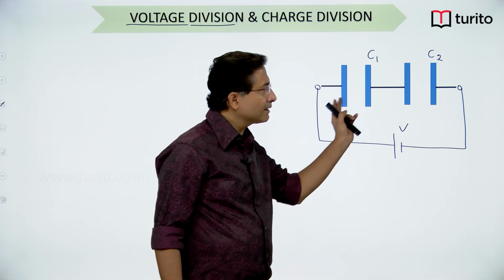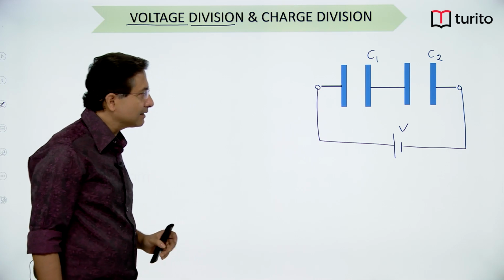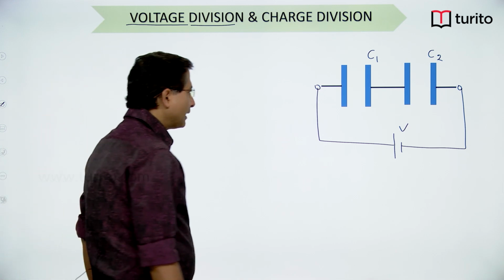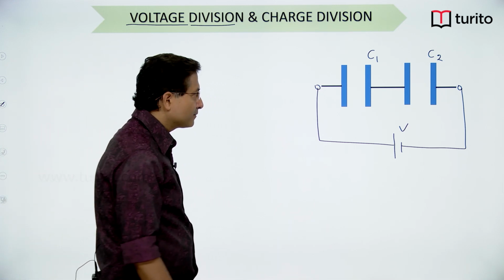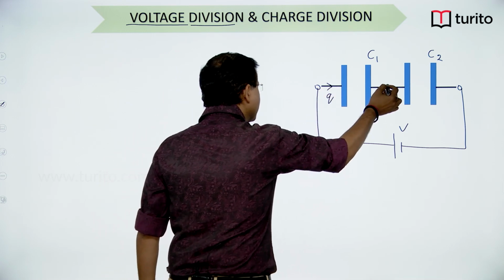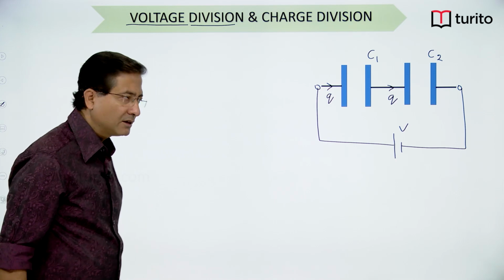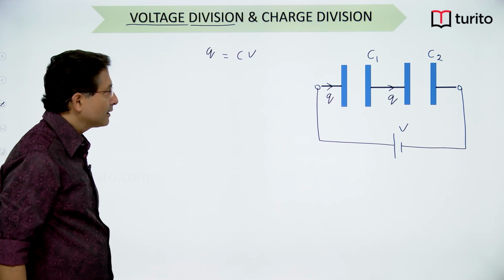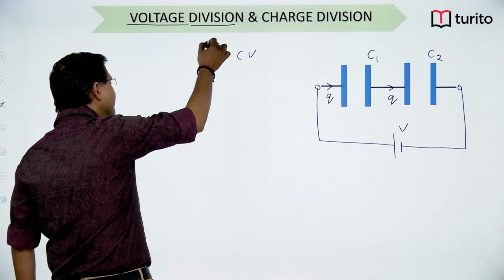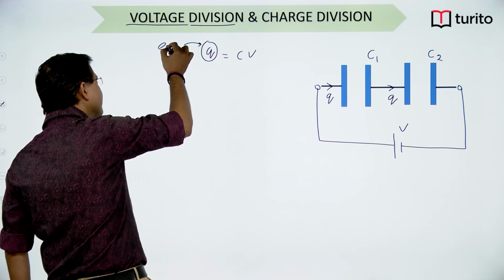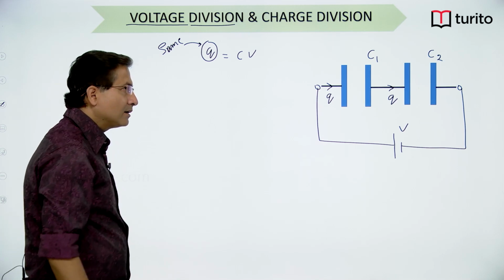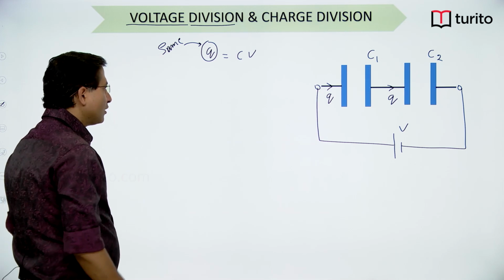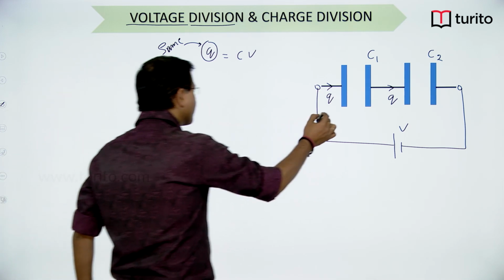So a V volt battery is connected across two capacitors which are connected in series, then how is the voltage going to get divided? So I can directly say that both are going to have the same charge as they are connected in series. So the formula is Q is equal to CV, right. If this quantity is the same for both capacitors, that means voltage drop is inversely proportional to capacitance.